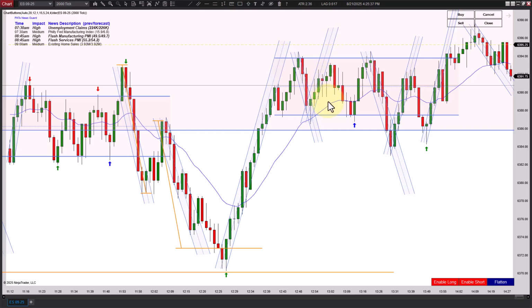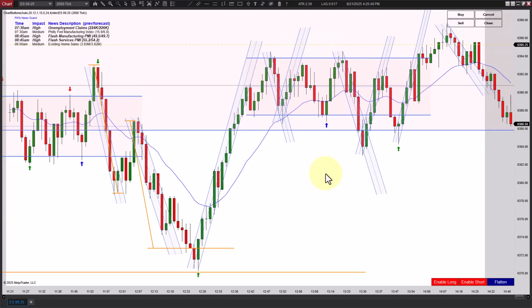This is an inside bar, so you really can't enter on it. Doesn't go anywhere either, and it comes back. And then you get a triple test here and a decent signal bar. I like going long on that. It's a quick, easy move back up.